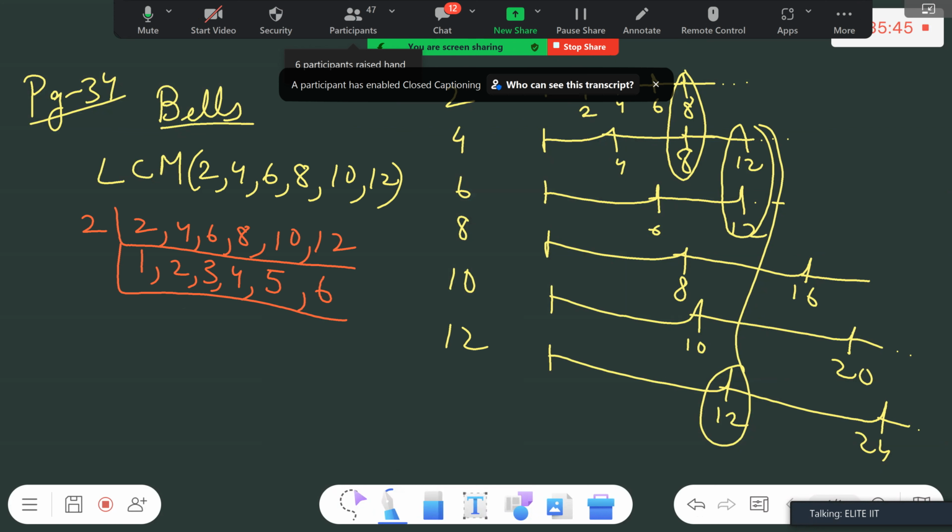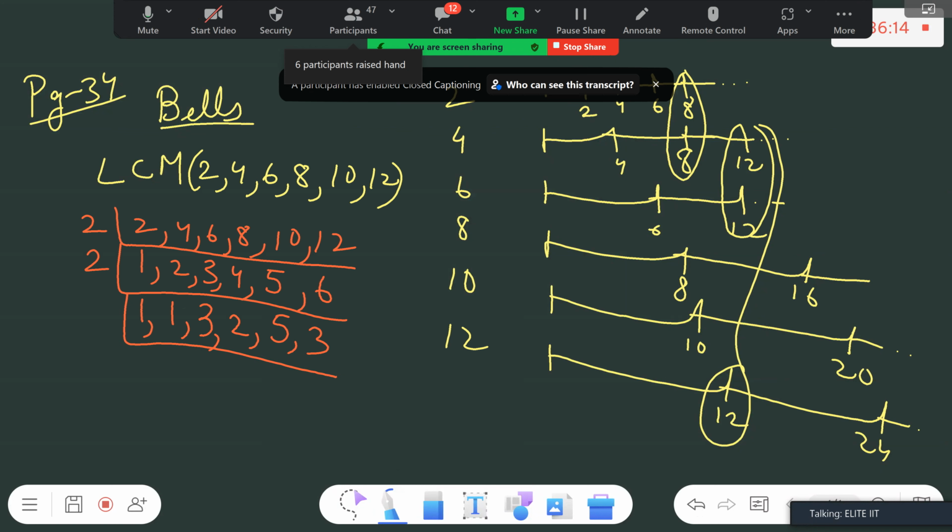Now again, let us check for this. Can you divide at least 2 of these by 2? Yes, so I'll take 2. I cannot divide 1. I'll keep 1 as it is. Can I divide 2? Yes. 2 into 1, 2. I cannot divide 3, so I will keep 3 as it is. Then I can divide 4 by 2. 2 into 2, 4. I cannot divide 5, so I'll keep it as it is. And 2 into 3 will give me 6, isn't it?